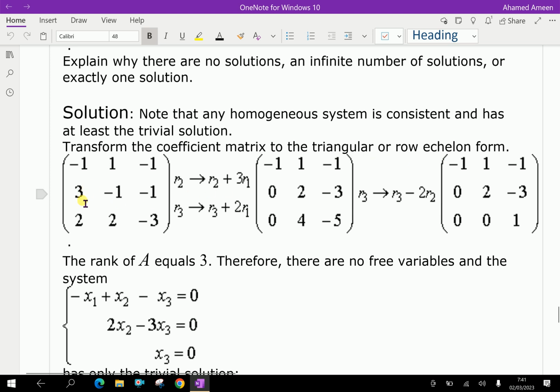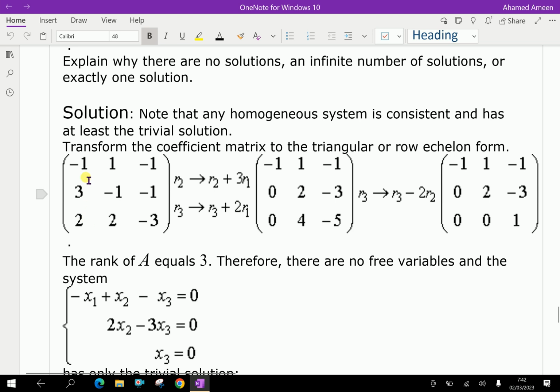We consider this matrix. You have to make this 3 zero by row transformation. Look here: R2 equals R2 plus 3R1. 3 plus 3 into minus 1 becomes 0. With the same row transformation, R2 plus 3R1, here it becomes minus 3. For the last one, R3, we can also get 0 by using R3 equals R3 plus 2R1.